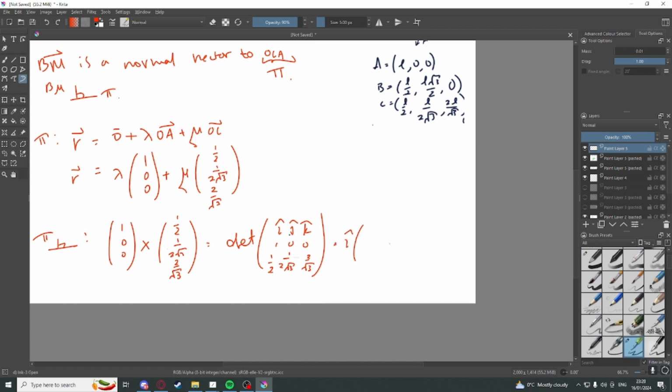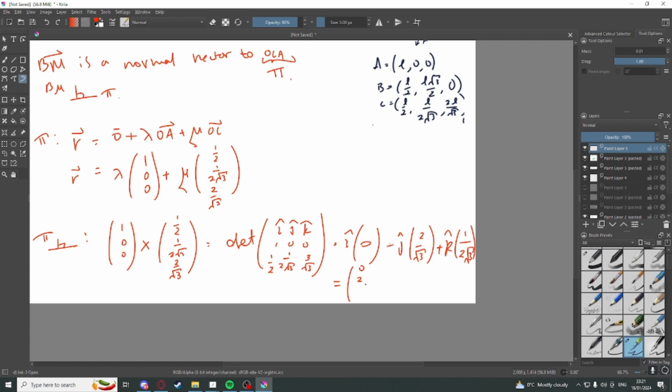So, let's see, it's still going to be 0. Minus j hat times 1 times 2 over root 3 minus 0, so 2 over root 3, plus k hat multiplied by 1 over 2 root 3 minus 0, so 1 over 2 root 3. And what that looks like as a column vector would just be 0, 2 over root 3.